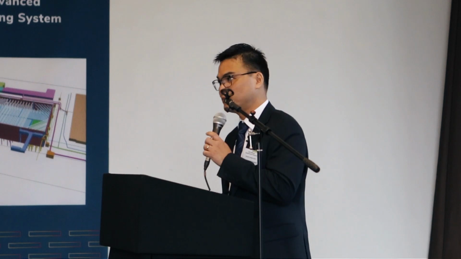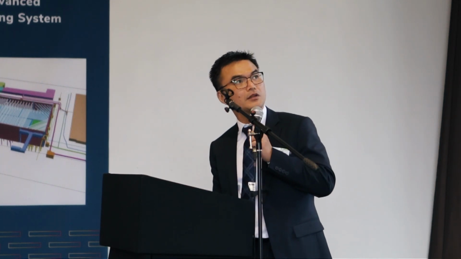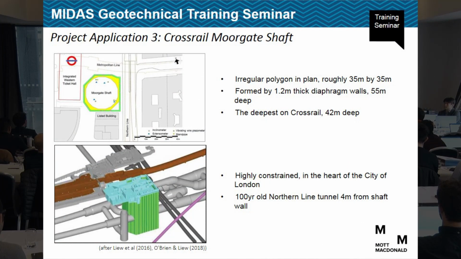It's the same structure that Professor Adin mentioned earlier this morning. The Crossrail shaft is the deepest shaft on the Crossrail project. It's about 42 meters deep. In plan, it's roughly 35 meters by 35 meters, formed by 1.2 meter thick D-walls, extended down to 55 meters deep. As you can see in this image below, the site is highly constrained, especially the 100-year-old Northern Line tunnel, shown by these dark grey tunnels. This is the shaft. It's just about 4 meters away from the shaft wall.